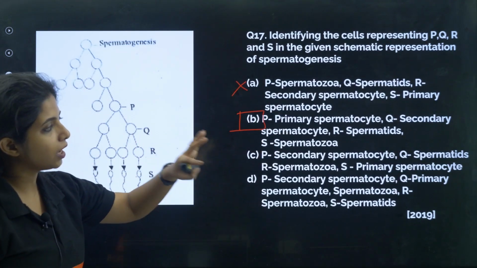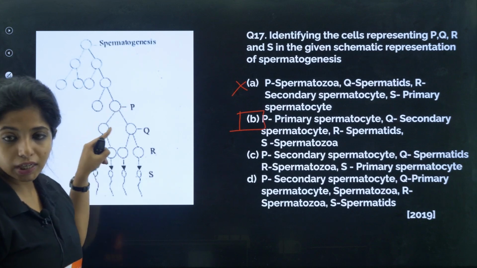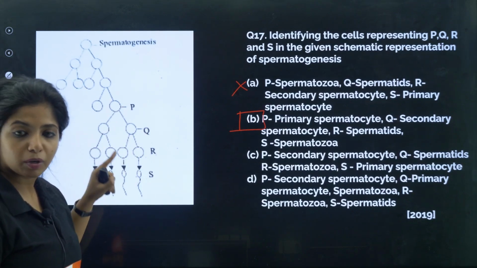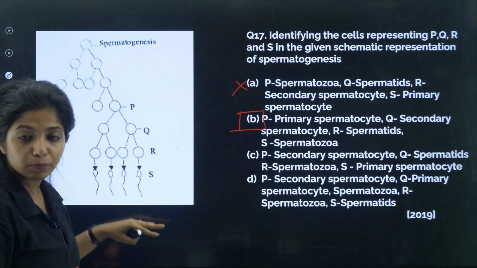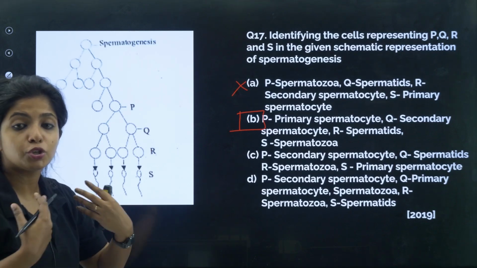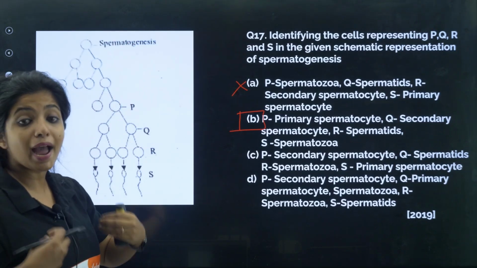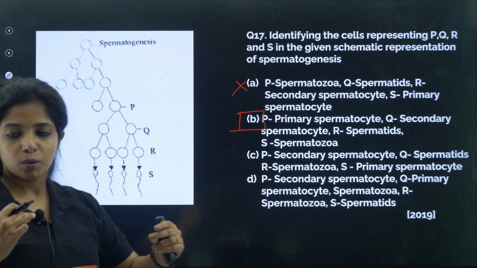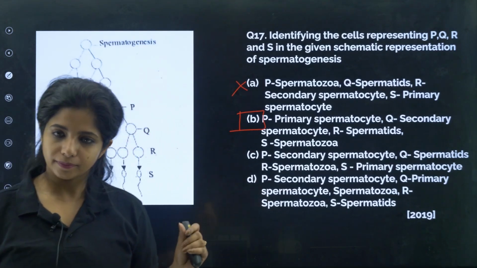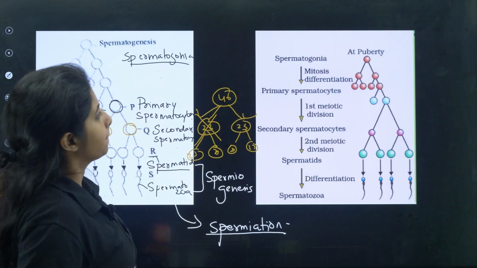Do not have to go for the other options also. Primary spermatocyte, secondary spermatocyte, spermatids, spermatozoa. What do you call this process as? Spermiogenesis. What do you call when the sperms move out of the seminiferous tubules? Spermiation. What do you call this whole process as? Spermatogenesis. Okay, I know it's confusing, but if you go through it once or twice, you will be able to remember it. Cool. Next question.